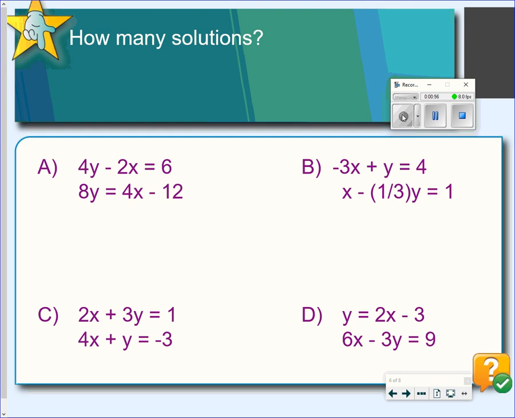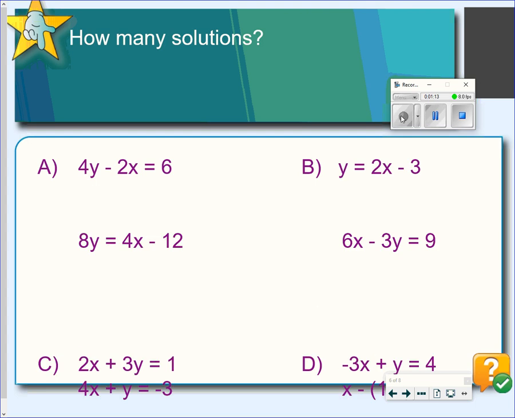If we want to know how many solutions for example A, one way we can do this is to solve each equation for y so that it's in slope-intercept form, and then compare the slopes and the intercepts. So let me give myself some room.